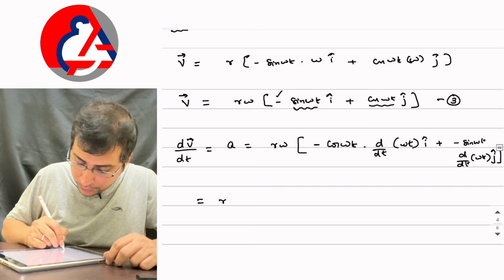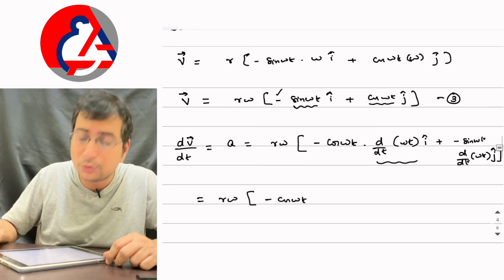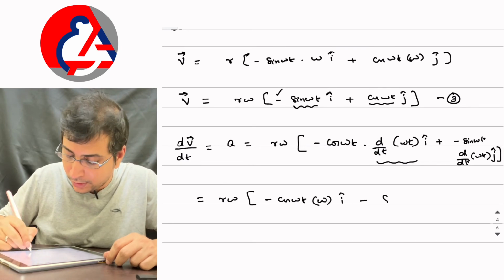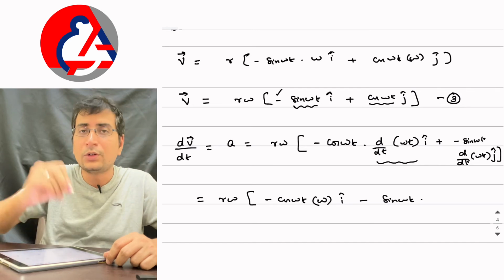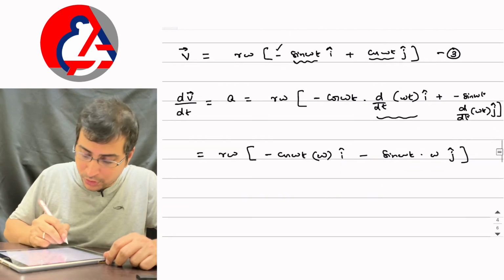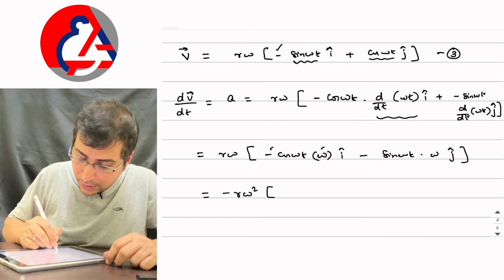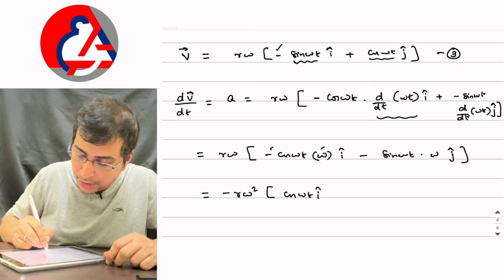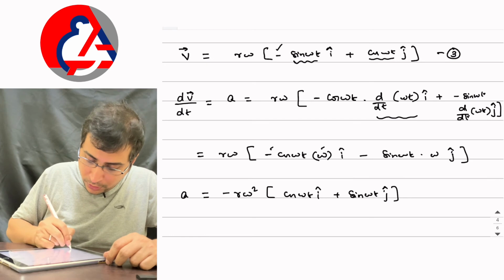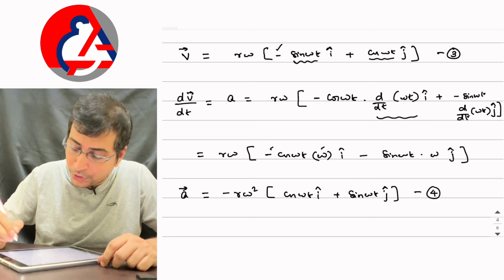So when you solve this further, you get r omega into minus cos omega t into derivative of omega t with respect to t, which gives you omega, I cap, minus sine omega t into derivative of omega t with respect to t, which gives you omega, and you have a j cap outside. So if you take this minus omega outside, you will get minus r omega square into cos omega t I cap plus sine omega t j cap. So this is going to be the acceleration of the particle. Let this be equation number 4.